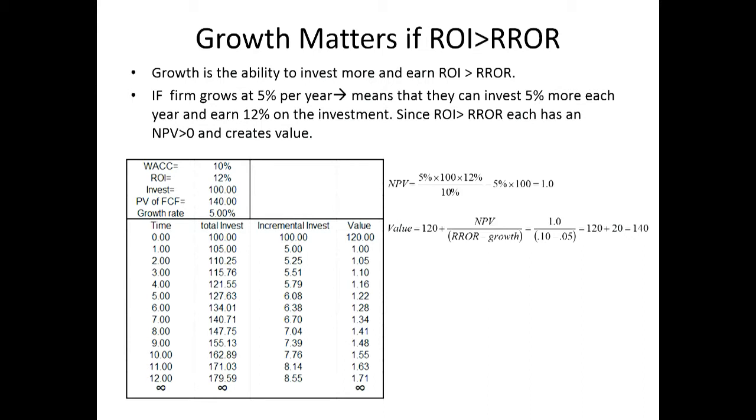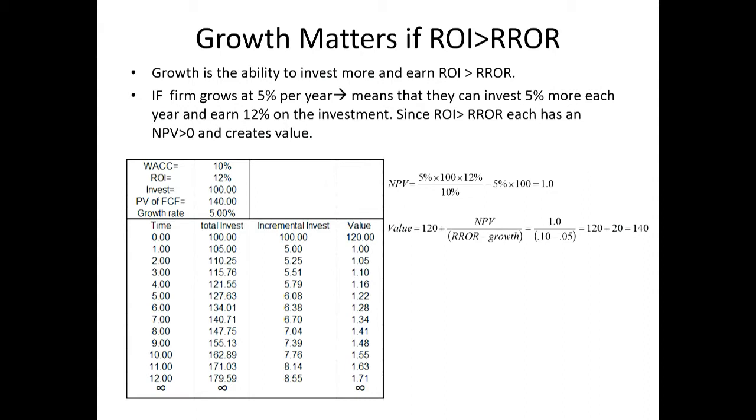Now suppose, let's take this example. If a firm grows at 5% per year, for me what this means is that they can invest 5% more each year and earn 12% on the investment. Since the return on investment is greater than the required rate of return, every time they do this, it creates value, a positive NPV.